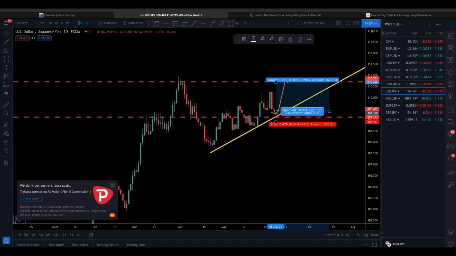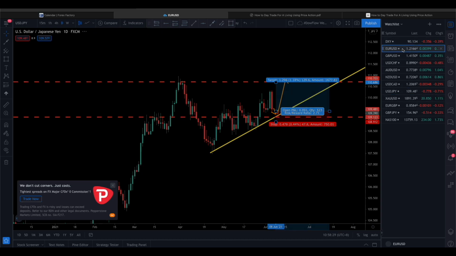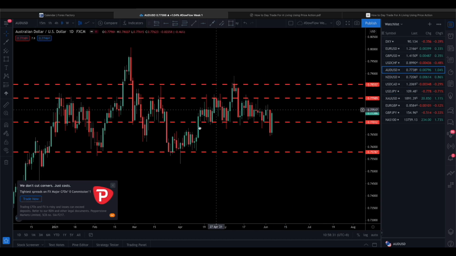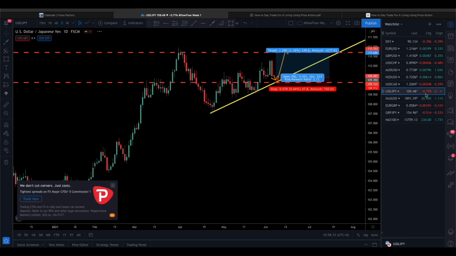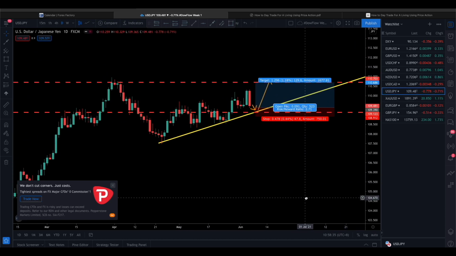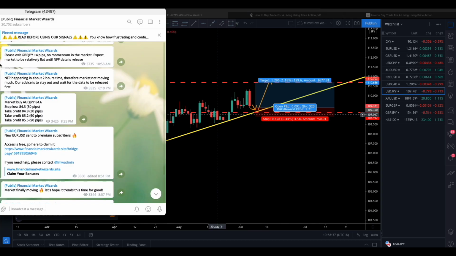Compared to the other currency pairs which I showed you, like Euro Dollar and Aussie Dollar, these are very difficult to trade. So try to stick to Dollar Yen next week, and we will send this in our Telegram channel if we see any opportunities.